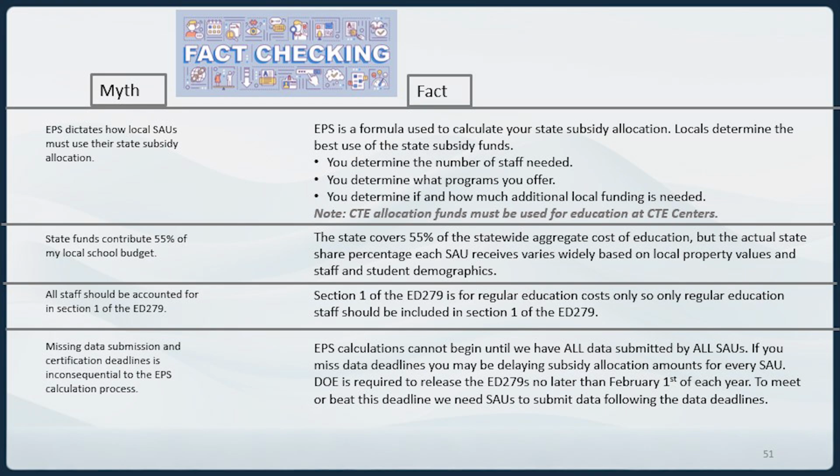And then finally, not really a myth, but just sort of a plug, that missing your data submission deadlines is inconsequential. It is extremely consequential. The EPS formula is based on the statewide total cost of education. We cannot calculate that total cost of education until we have data from every single SAU. So if we don't have your data on time, if we don't have one SAU, this process cannot begin until we have everybody's data. And we are required by law to get these ED 279s out to you on or before February 1st. And we have a very short time frame.